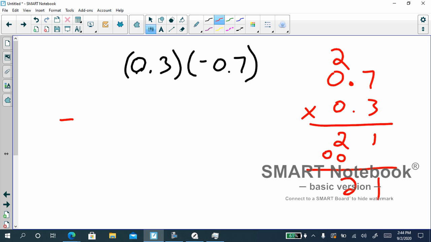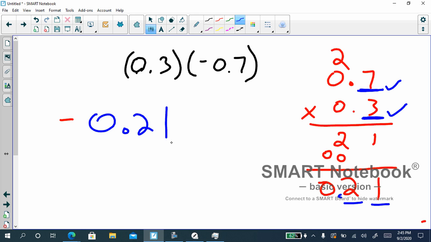So when we add our columns, we get 0 2 1. But the question is, where does our decimal go? So for the top number, there's 1 digit to the right of the decimal. On the bottom, there's 1 digit to the right of the decimal, so we have a total of 2. So 2 digits to the right of the decimal, so our answer needs 2 digits to the right of the decimal. So 0.21.